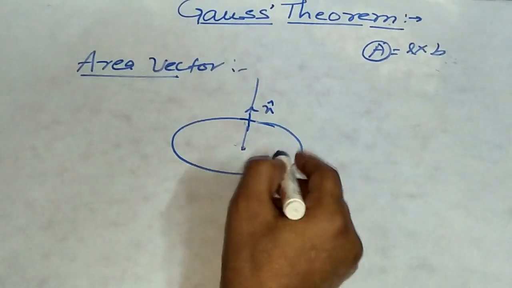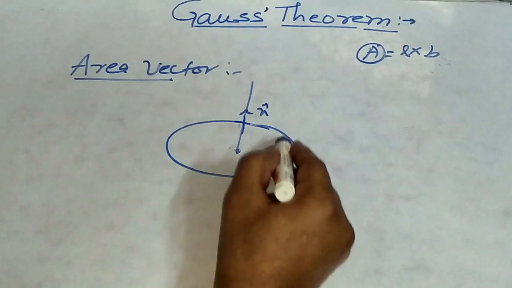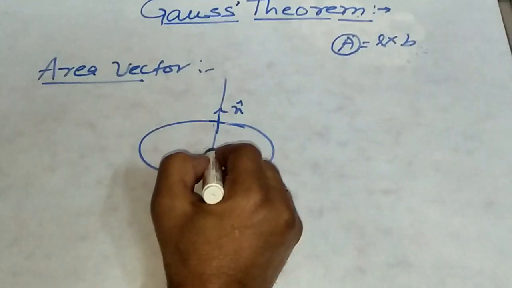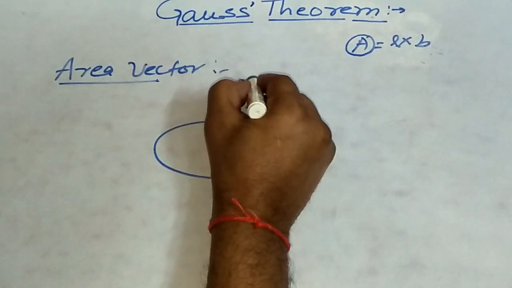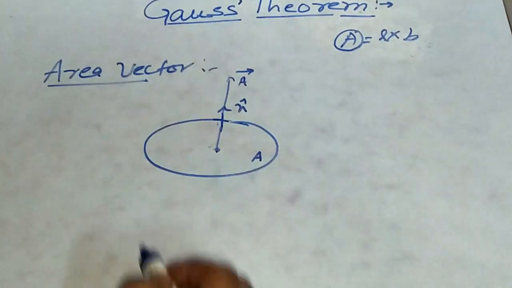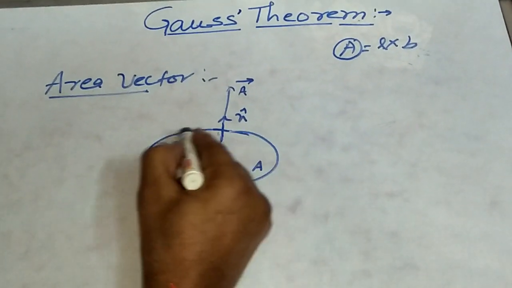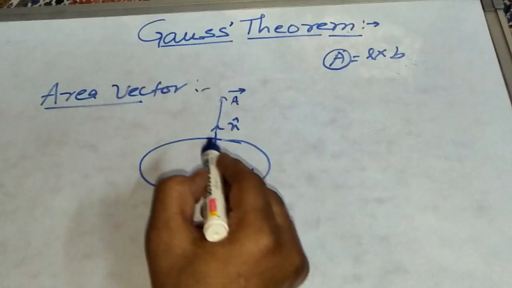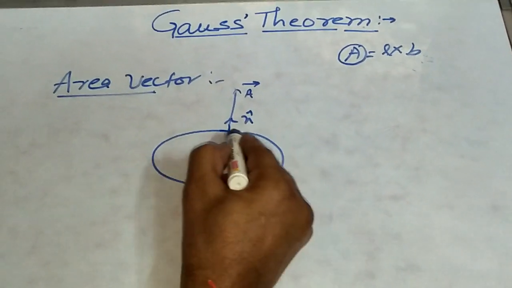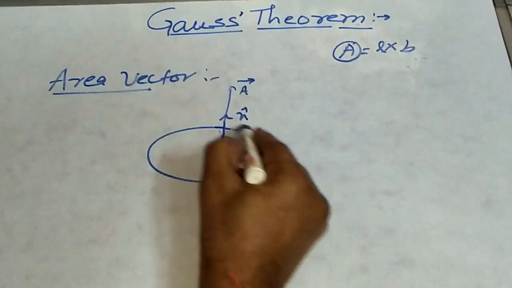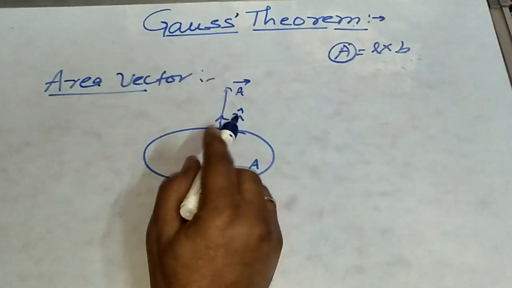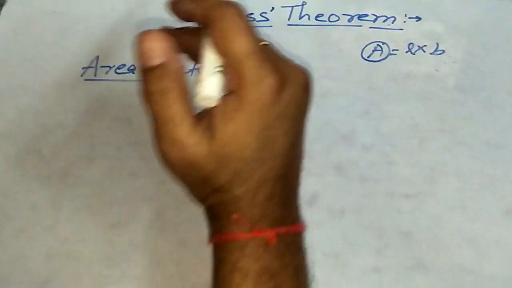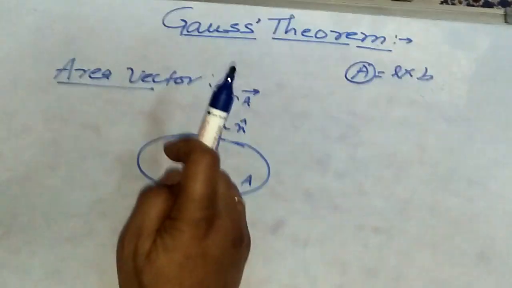So either you say direction of area vector or axis of area vector, and this is represented by vector A. It means the magnitude of this area is A, and the direction is always perpendicular to this surface, meaning this area, and directed outward. Always it will be directed outward.